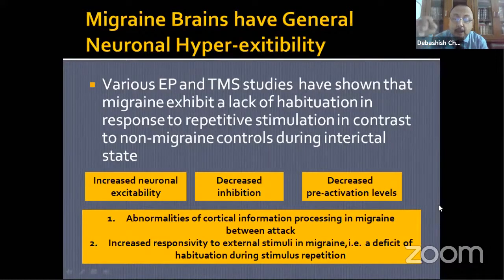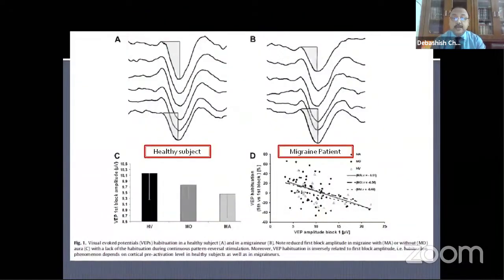That is, now you go to a party, you hear noises, you hear sounds, you see the lights, strobe lights. As a normal person, you will not react to it. Your brain is not going to react, but migraine brains are going to react to it because they have increased responsivity to this external sensitivity.